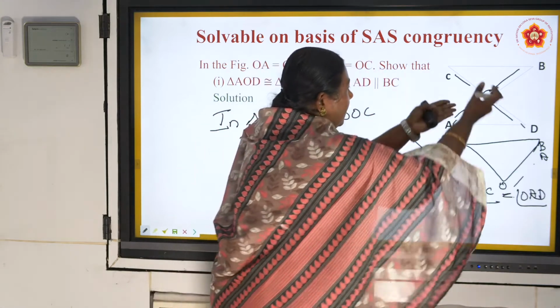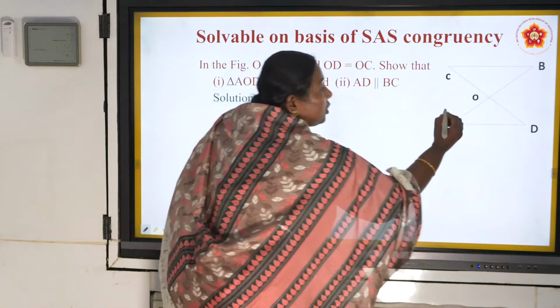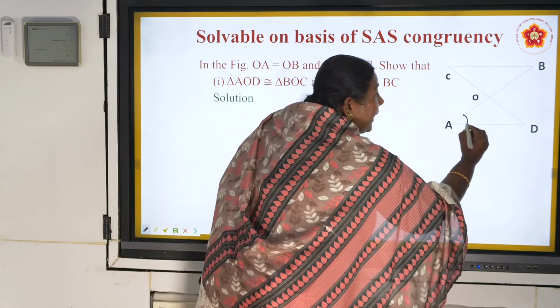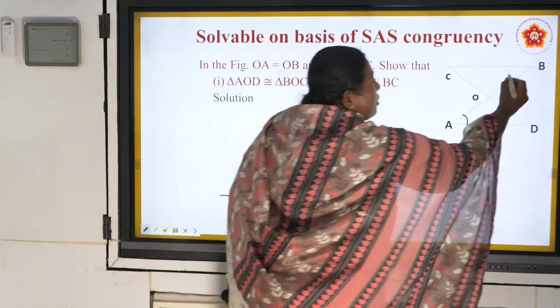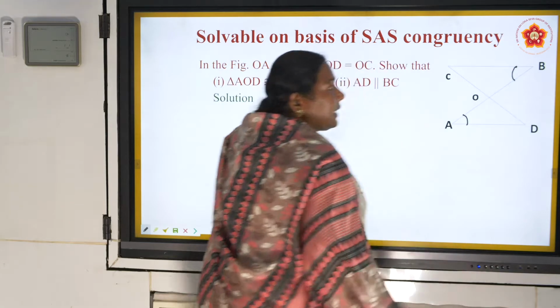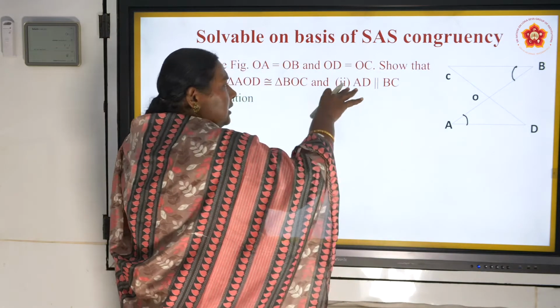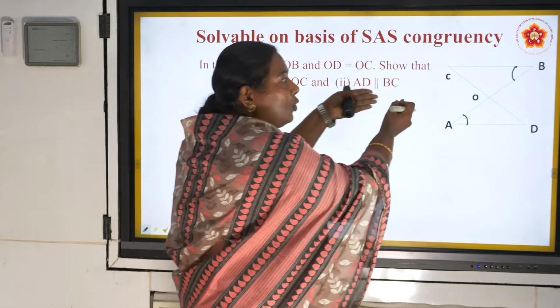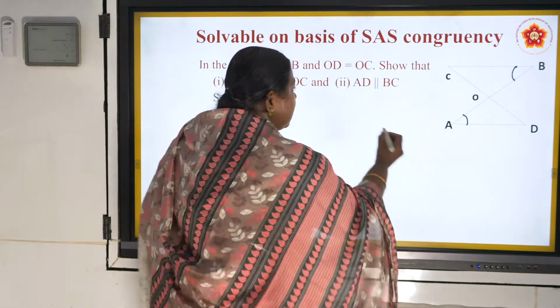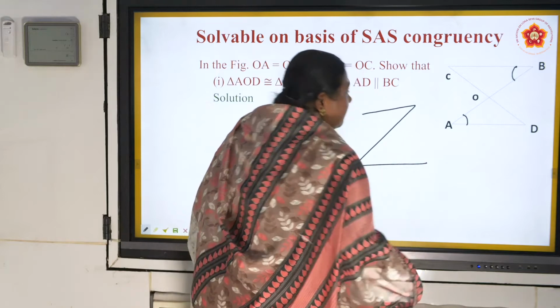Okay, let us go here. Clearly we will see. So they are telling OAD is equal to OBC. Now, when I get this, can you look at the Z there? Z.